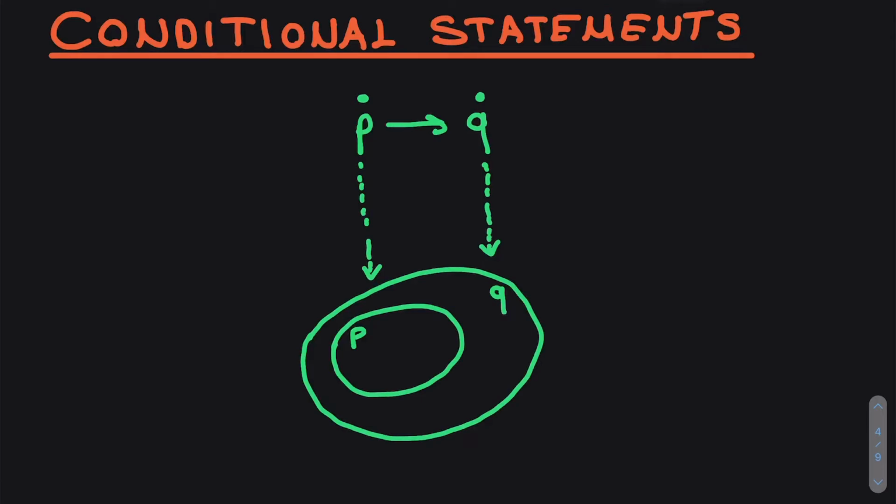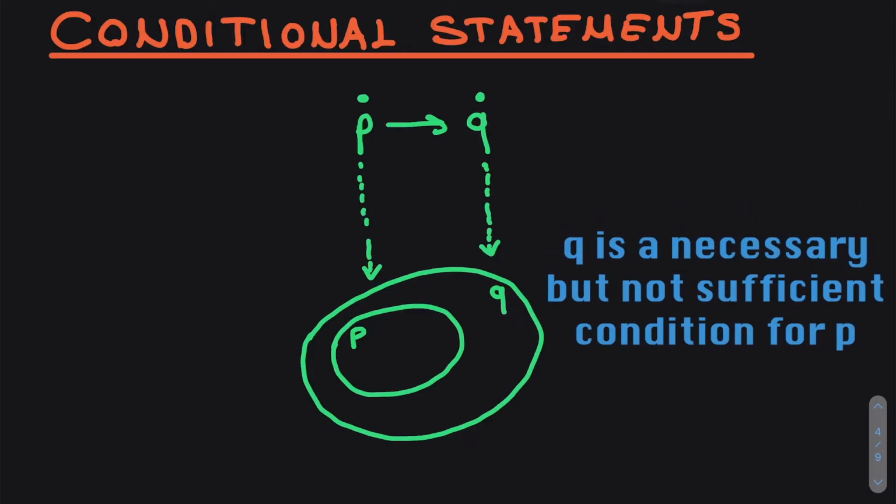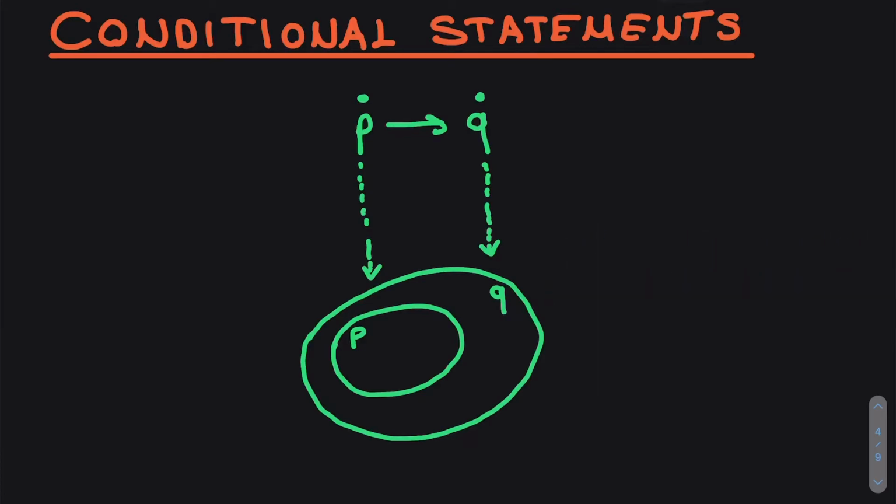This is the rationale behind why we say Q is a necessary condition for P. Q is a necessary but not sufficient condition for P on its own, as there are some regions where Q is true but P is false.